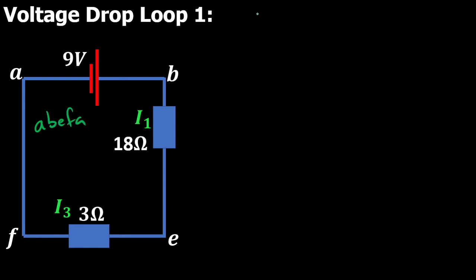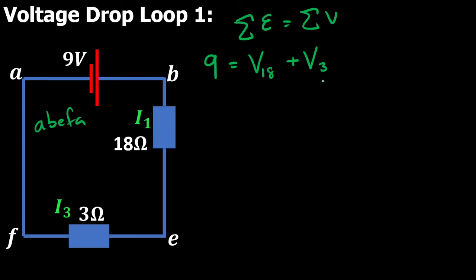ABEFA. Now if you remember, Kirchhoff's voltage law, or loop rule, says that the summation of all the EMF must be equal to the summation of all the voltage drops. Right? So we only have one EMF, and that's the 9 volt. That's nice. And then we have voltage drop across two resistors: the voltage drop across the 18 ohm resistor and the voltage drop across the 3 ohm resistor.